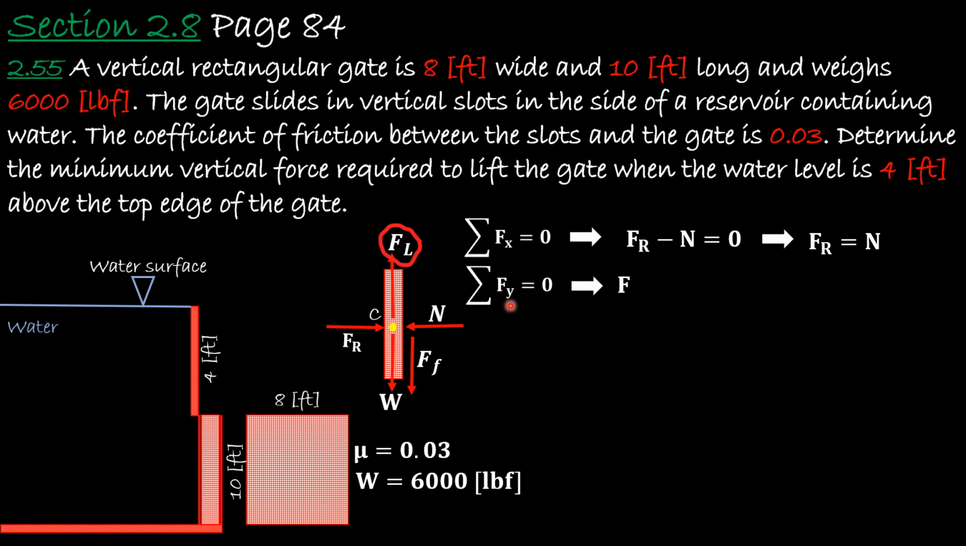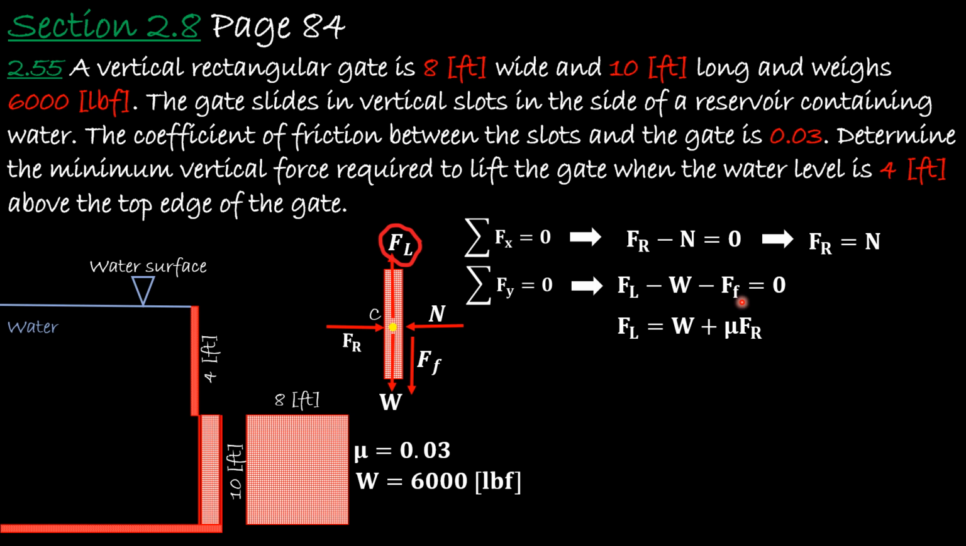Now, the sum of the forces in the y direction will be the lift force going up, and the weight and the friction force going down. And that's what we have in here, equal to 0. Our goal in here is to find the lift force. So the lift force will equal the weight of the gate plus the friction force.